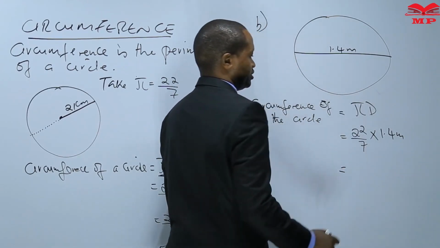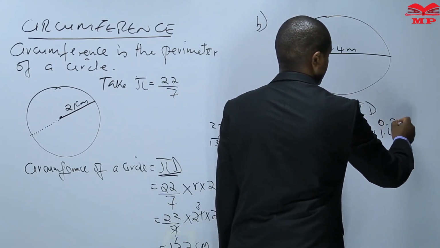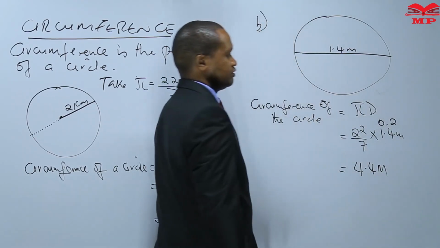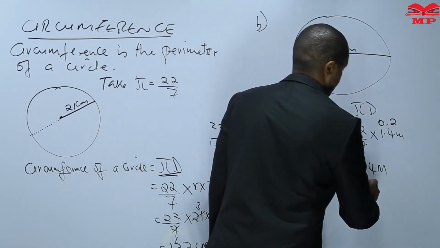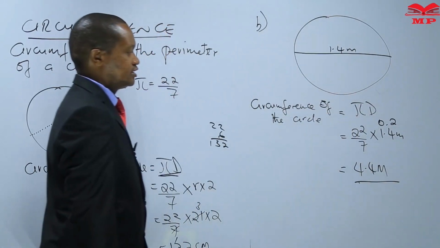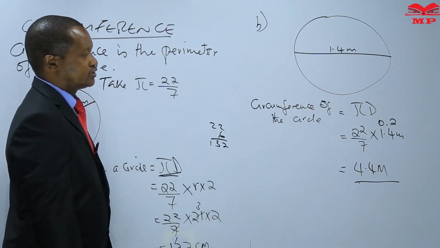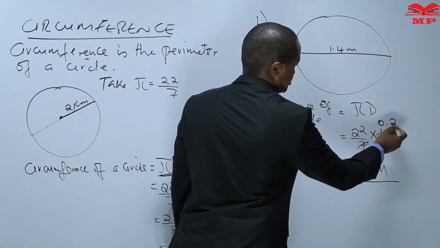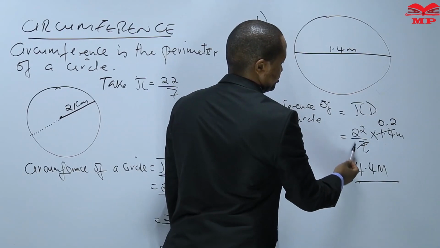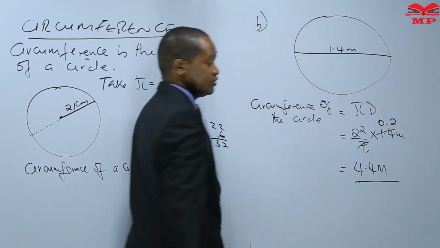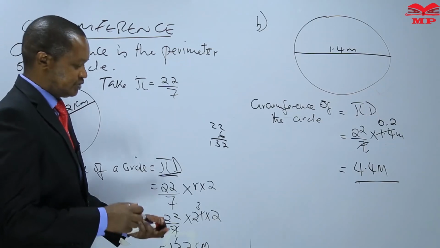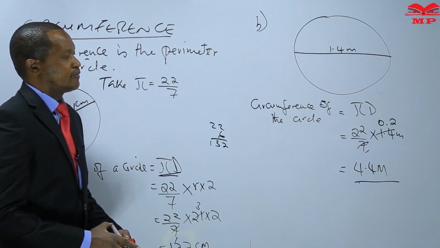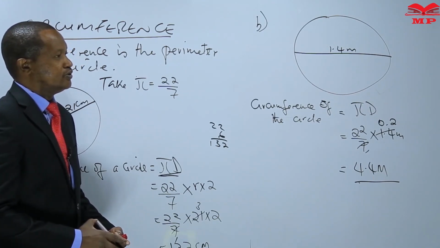So this will be equal to 0.2, which is equal to 4.4 meters. That is the circumference of the circle. So 7 goes here once, 7 goes here 0.2. Okay, 0.2 times 22 is equal to 4.4 meters. So 4.4 meters is the circumference of a circle which has a diameter of 1.4 meters.